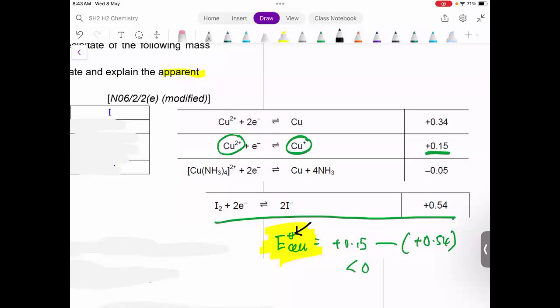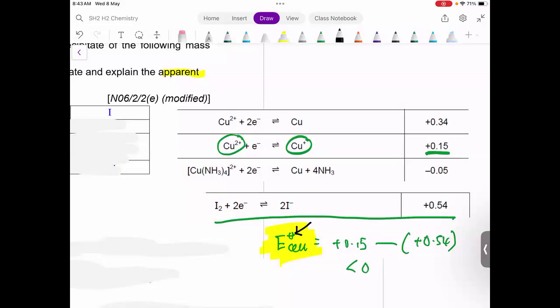CuI is formed. So the formation of CuI, how does that help me explain that it is no longer under standard condition? CuI, so what's wrong with CuI? Because it's solid state. So what's the significance of CuI being formed in solid state?